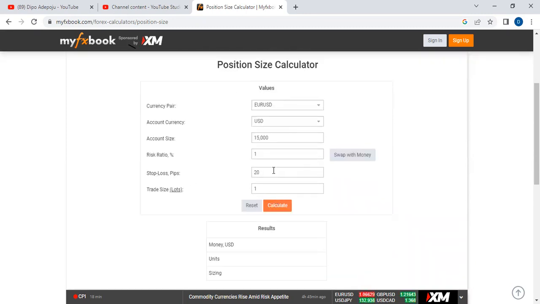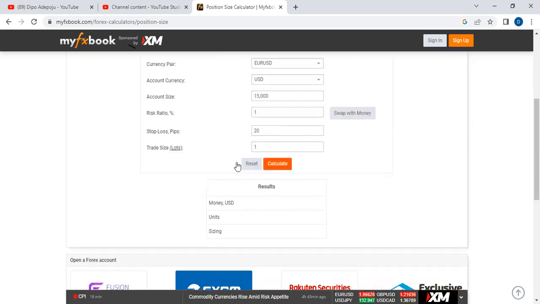Now, what is my stop loss? It depends on the technicals. If your stop loss is 30 pips, put in that 30 pips. It does not matter. Right now, we calculate the lot size you should use. For the trade size lot, just leave it at one. Just click on calculate. Now look at it. You are risking $150, so if you cut loss on that trade, it means you are losing $150. Look at the sizing. This is the lot you are going to use to trade.